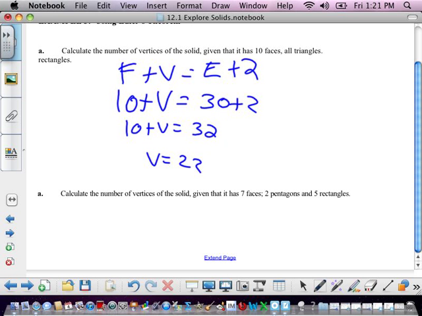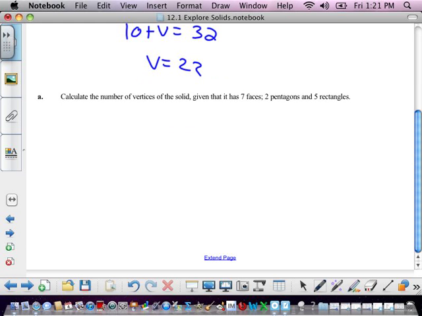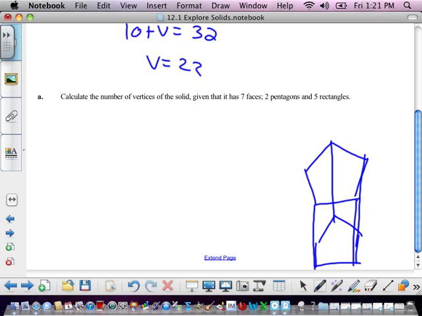Calculate the number of vertices of the solid, given that it has 7 faces, 2 of them are pentagons, and 5 are rectangles. So when it says stuff like this, I get confused. So I like to draw it. I've got a pentagon, and I know the faces are both pentagons. So then I'm going to connect. Okay, so now I can figure this out. We've got 7 faces. So faces plus vertices equals, let's figure out the edges. We've got 5, 10, 11, 12, 13, 14, 15.